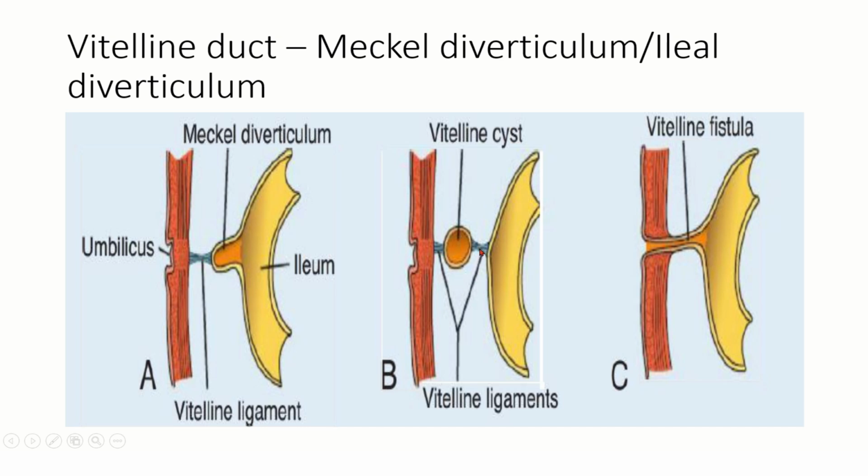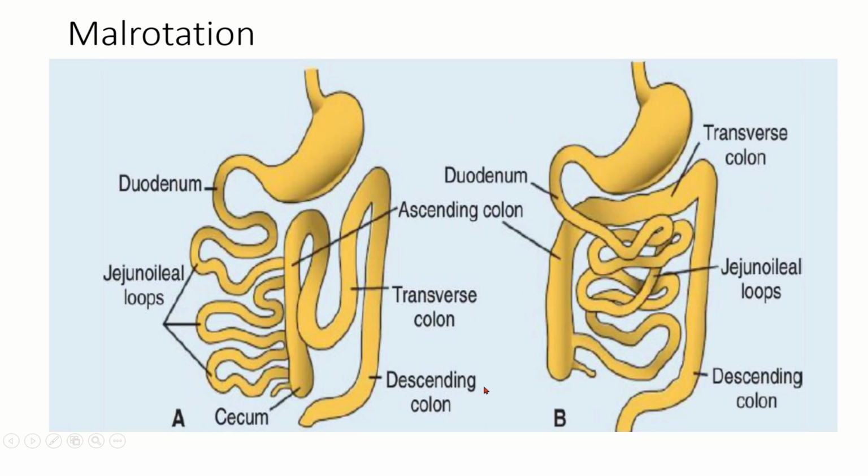If the proximal and distal parts are obliterated and the middle part persists, it becomes an enterocystoma. This is the vitelline cyst. And here if the entire Meckel's diverticulum is intact, its tract is intact, then it forms a vitelline fistula or fecal fistula at the umbilicus. So sometimes here it will also form a raspberry tumor.